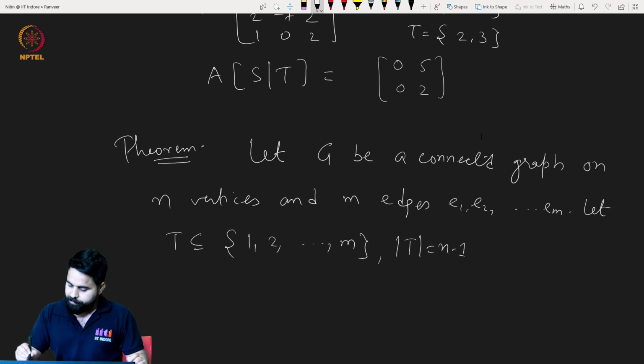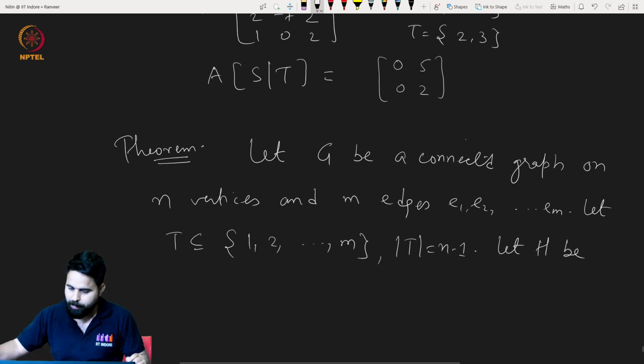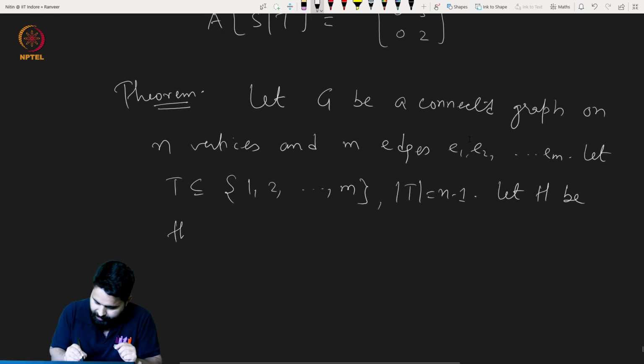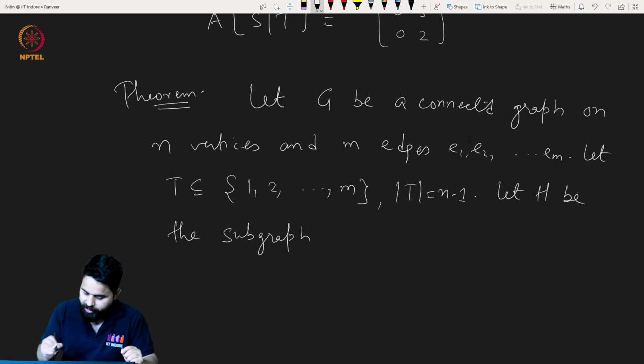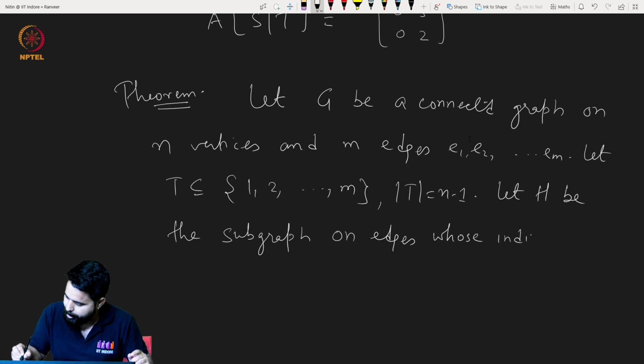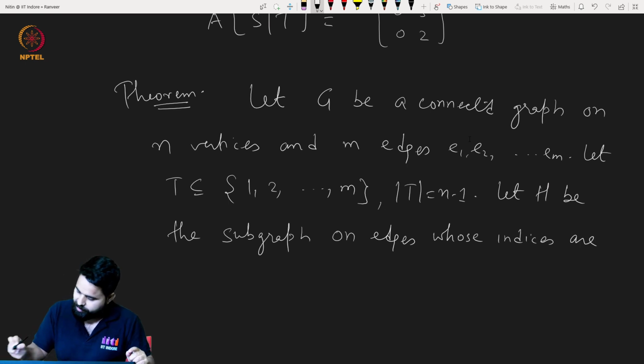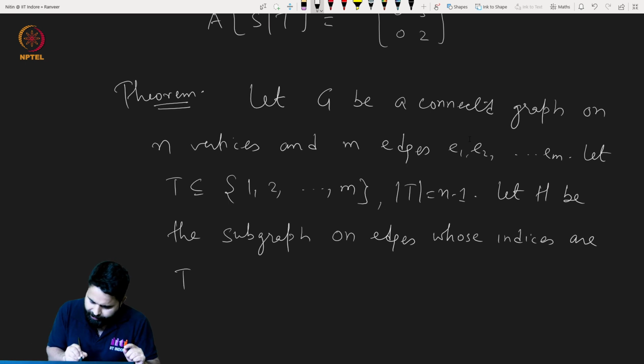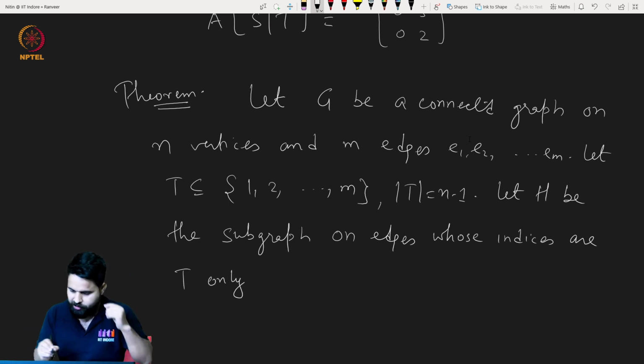Let H be the subgraph on the edges whose indices are in T. In fact, only those edges, there are no other edges whose indices are not in T. Then what?